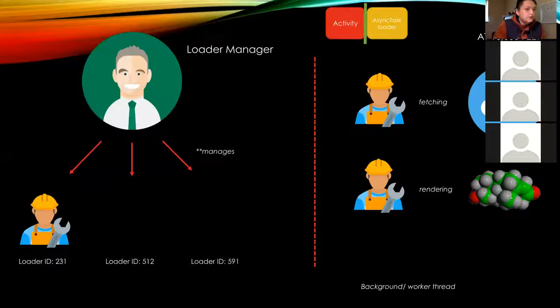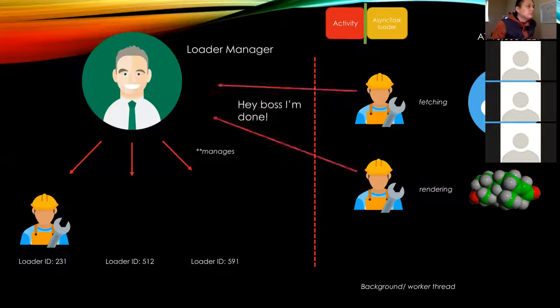The manager and your activity, they communicate. Okay, the manager and the activity, they communicate, not the loader and the activity. The loader and the activity don't communicate together. You only communicate between the loader manager and your activity. Okay, and you do that with a callback. So when they're done, they will tell the boss, say, "Hey, I'm done," and this boss here, this manager, will tell you that it's done, and then what do you want to do with that new data, right?